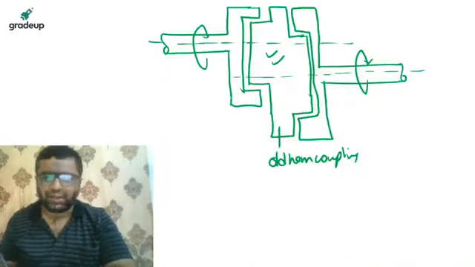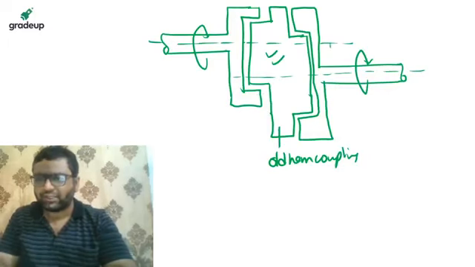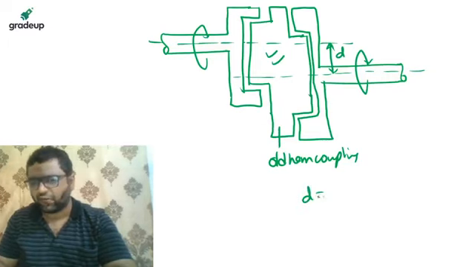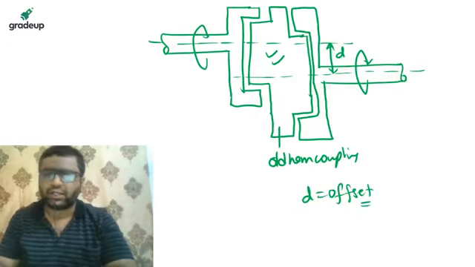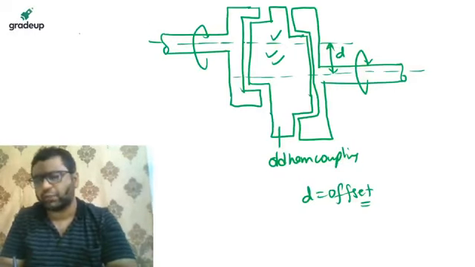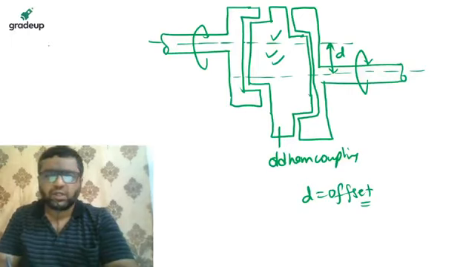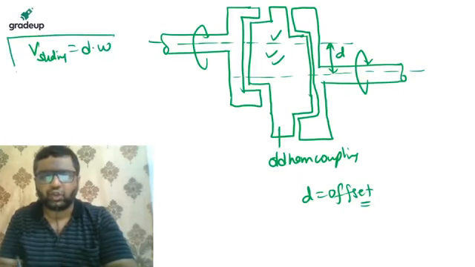And I would like to tell you, my dear, till now there are no numericals asked on this. As this is the offset, I am showing offset as D. They may ask you the sliding velocity, because you know that Oldham coupling has sliding velocity. It is sliding between these two input and output shafts. So the velocity of sliding is given as d into omega. D is the offset, omega is 2 pi n by 60.